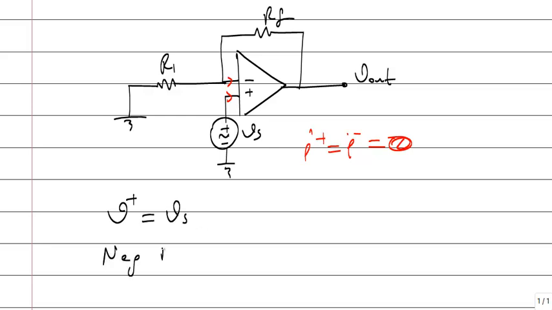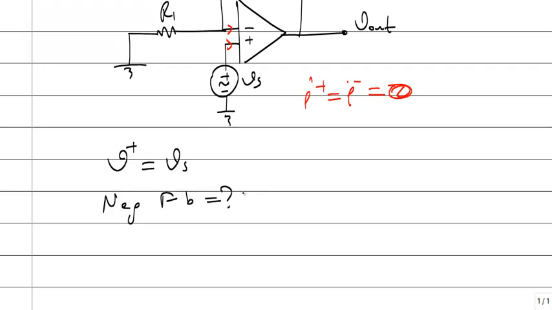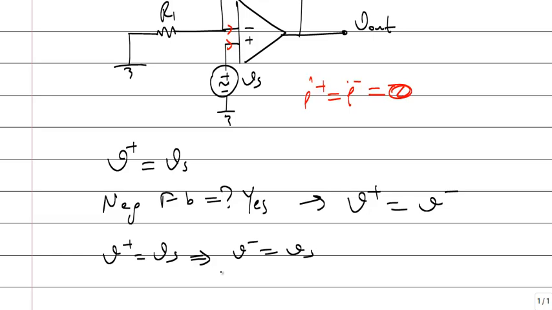Is there negative feedback in this circuit? Is there negative feedback? No. Negative feedback means a connection from the output through the negative inputs. Is there a negative feedback? So if there is a negative feedback, this is yes. So V plus should be equal to V minus. I know that V plus is V source. So V minus is equal to V source too. Okay, I know this voltage. That's V source.